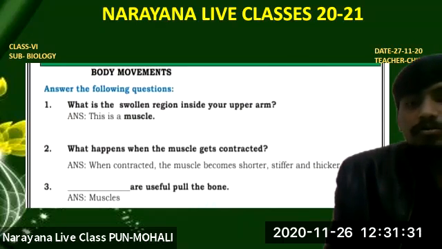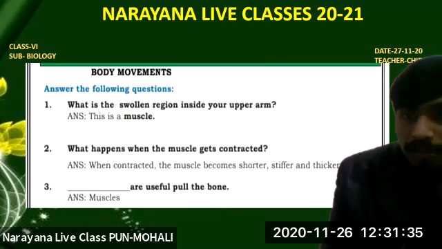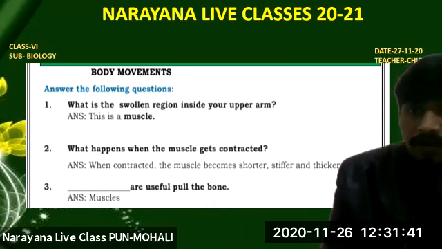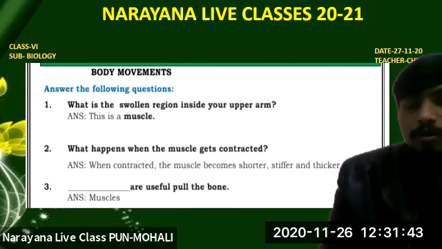Next one, dash are useful to pull the bones. Muscles are useful for the pulling of the bones. So bones will be covered with the muscles. So when muscle contracts, automatically the bone moves. So muscle contraction helps in the movement of the bones or movement of the body parts.